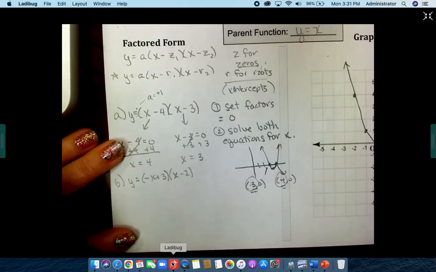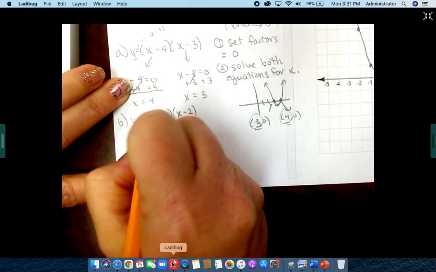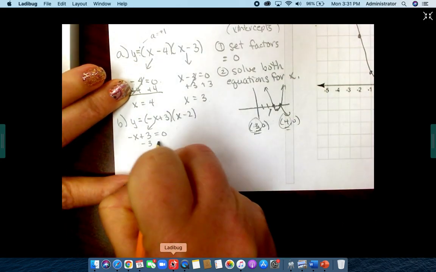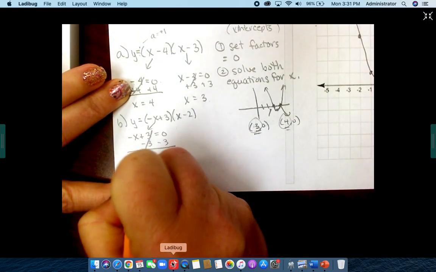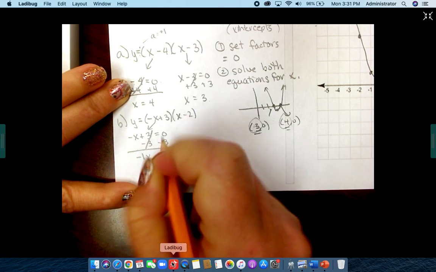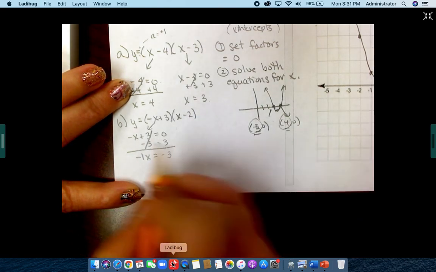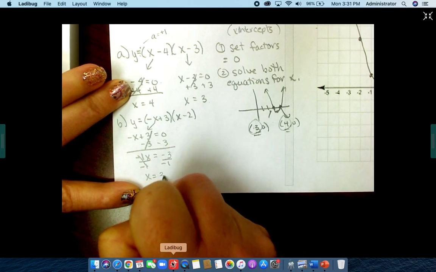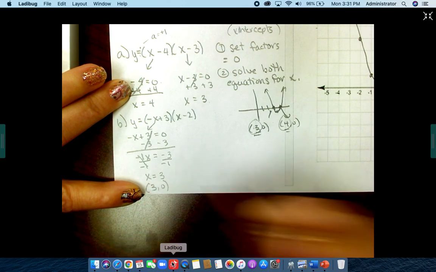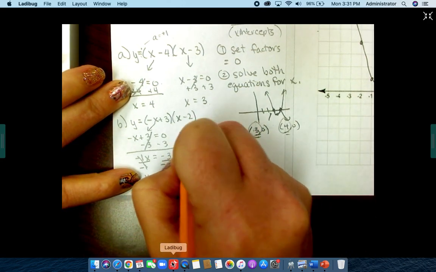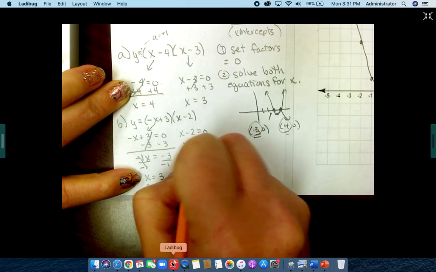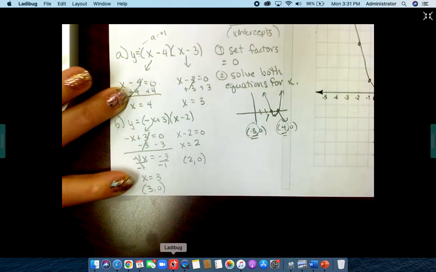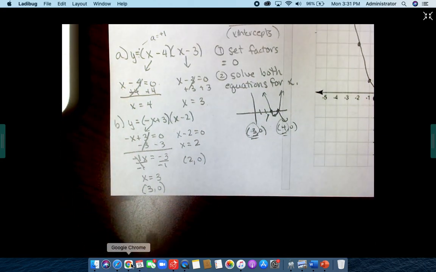So let's go back and explain why, though. Again, if I set these factors equal to 0, I would first subtract 3. I would be left with negative understood 1x equals negative 3. And then I would divide both sides by a negative 1. So that gives me the ordered pair 3, 0. And of course here, this is so easy we can really just do it in our head. So that would be the ordered pair 2, 0. So 3, 0 and 2, 0.